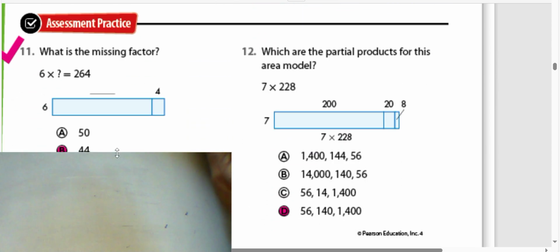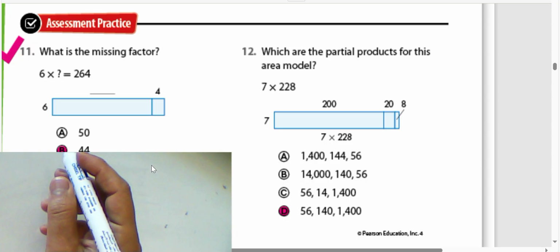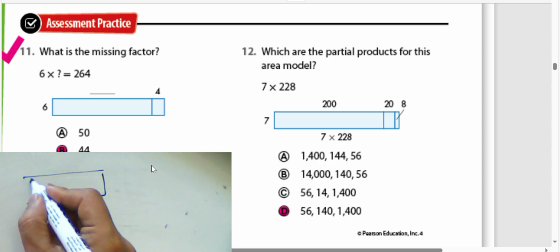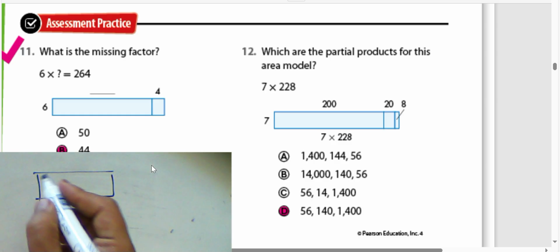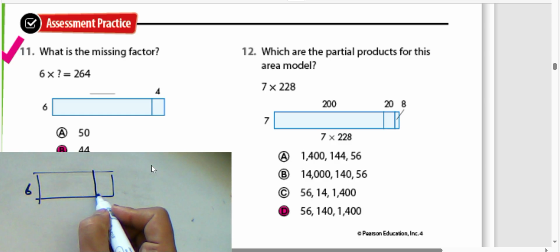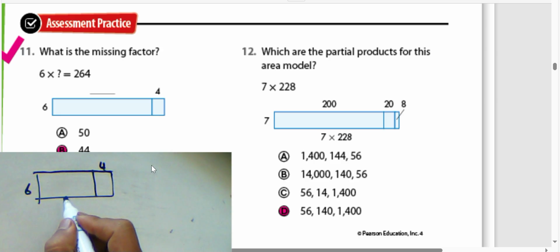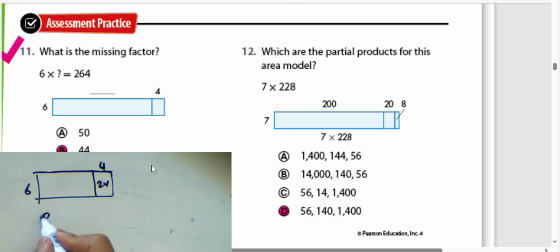Next question, 6 times what equals 264? We can complete the bar models here like this. We have 6 and this 4. We know 4 times 6 equals 24. He gives us 6 multiplied by what equals 264.